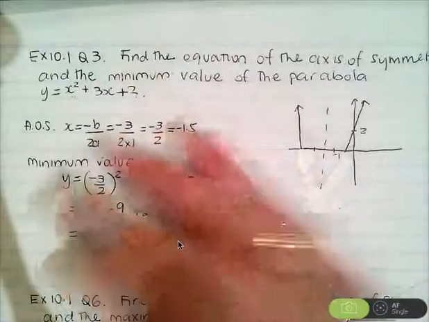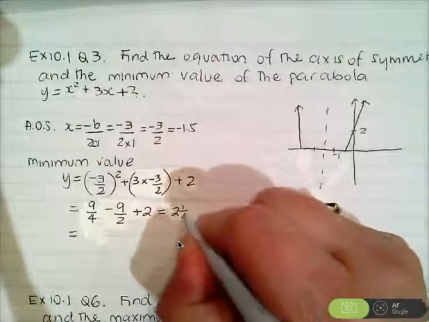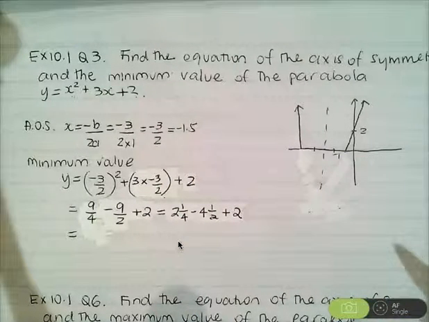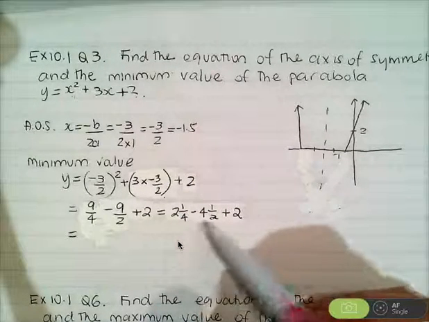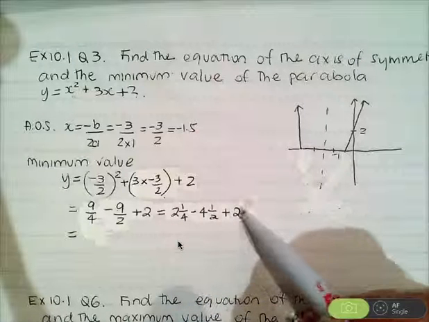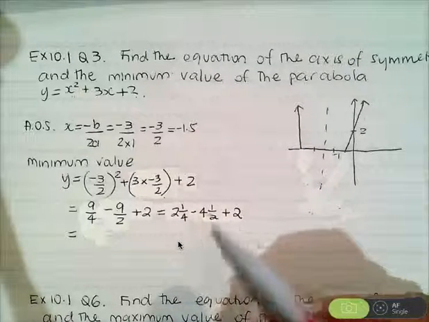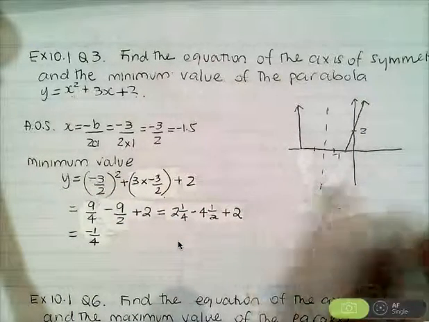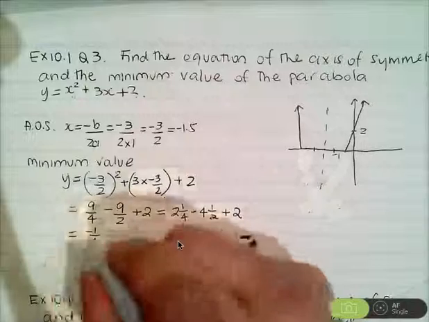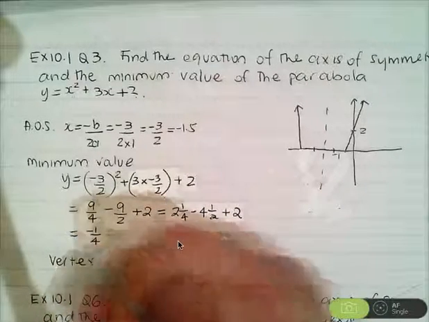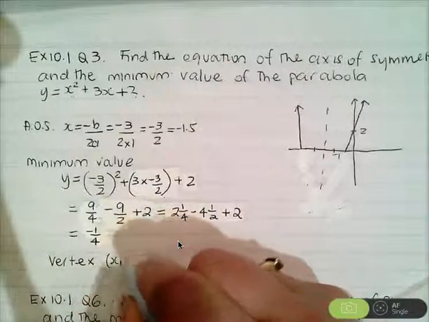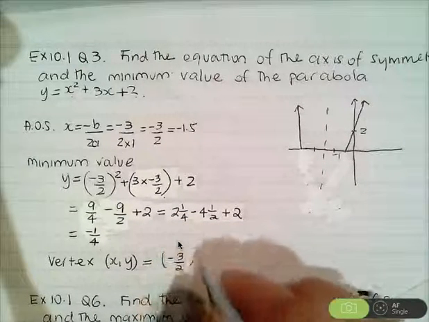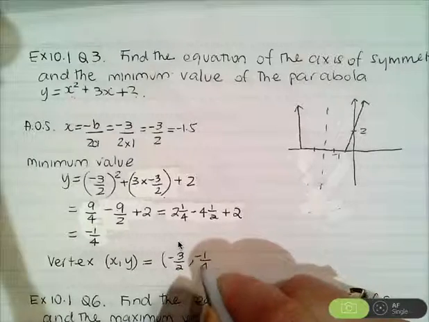Now this is the same as doing 2 1/4 minus 4 1/2 plus 2. You can just do that on your calculator if you want, or you can do 2 1/4 plus 2 is 4 1/4, and taking away 4 1/2 you would get negative 1/4. So therefore the minimum value of the parabola will be negative 1/4, and so the vertex of the parabola has an x and y value: x is negative 1.5 or negative 3 on 2, and the y value at that point will be negative 1/4.